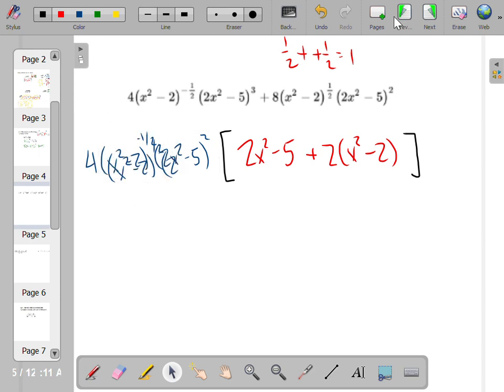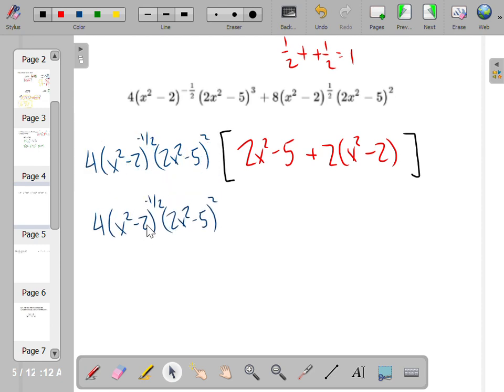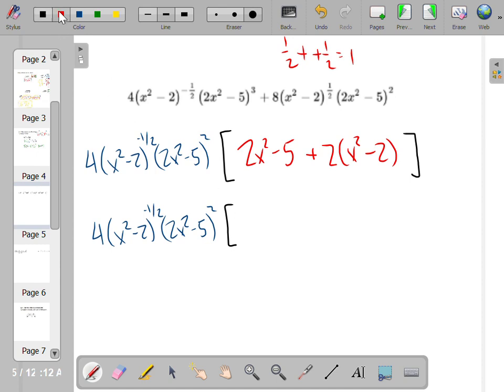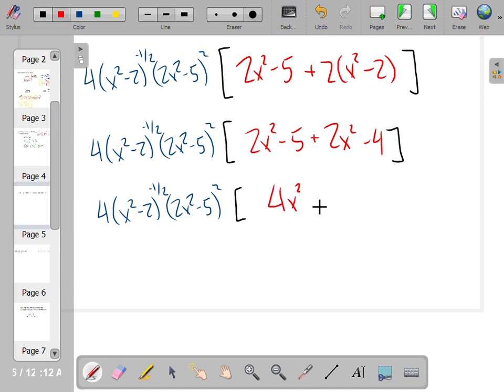Whoa, let me undo that. This GCF is not going to change. So I'm just going to say, hey, I need you again. Great, that's not going to change. What I do have to simplify is on the inside. So on the inside, in red here, I have 2x squared minus 5, and I can distribute 2x squared minus 4. I can combine like terms. So this would be on the inside, 2x squared and 2x squared make 4x squared, and negative 5 and negative 4 make negative 9.